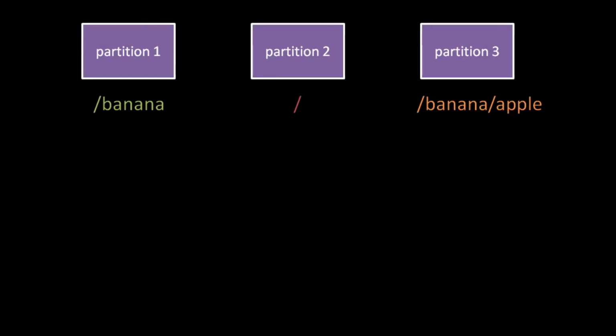The other major difference in Unix is that partitions are not assigned drive letters. Instead, one partition is mounted at root, meaning that the path / refers to the root directory on that partition. Each additional partition is then made accessible by mounting it to some directory on some other already mounted partition. Here, partition 2 is mounted to root, and then partition 1 is mounted to the directory /banana on partition 2, and in turn, partition 3 is mounted to /banana/apple on partition 1. So to be clear, /banana becomes synonymous with the root directory of partition 1, such that /banana/apple must refer to a directory apple in the root of partition 1.